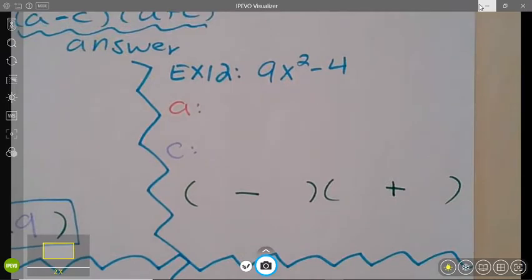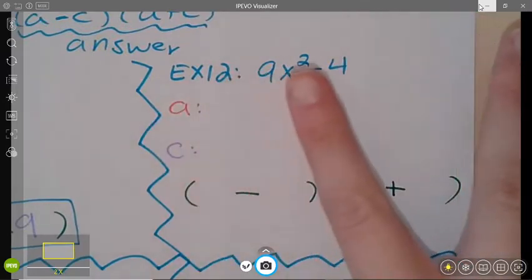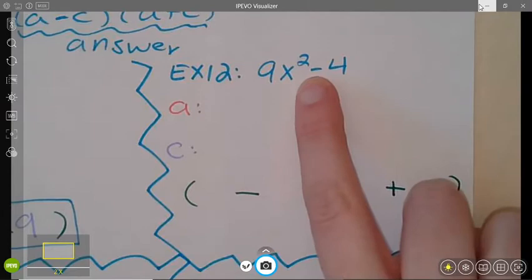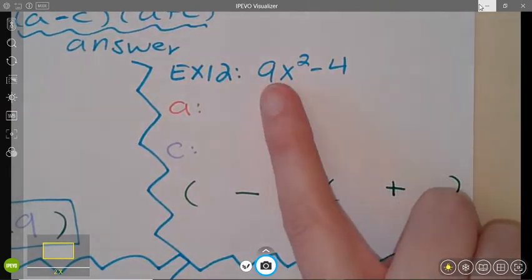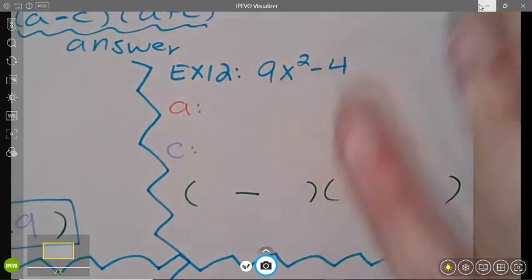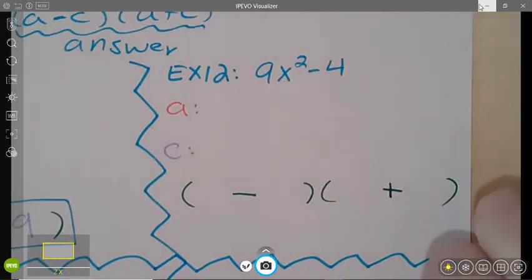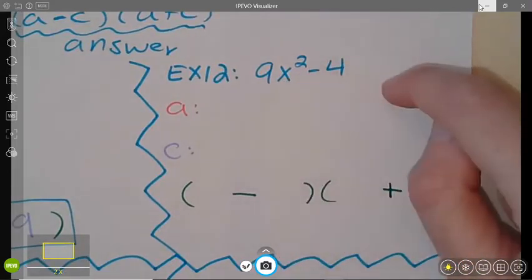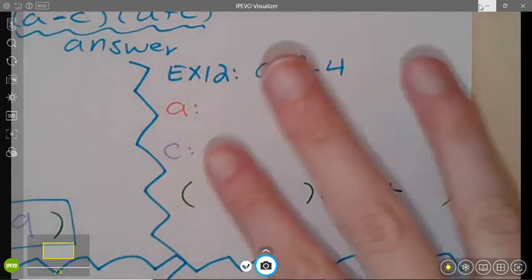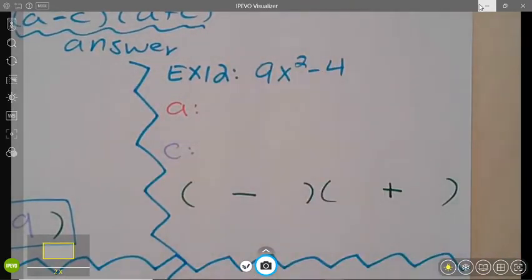Okay, so example 12, again, we have two terms. They are subtracting, and I can square root each of these terms. So this is giving me the hint that I'm going to be using a difference of two squares. Okay, so you must have two terms, you must have subtraction, you must be able to square root. If you do not have all three of those things checked off, you cannot use a difference of squares, so watch yourself.